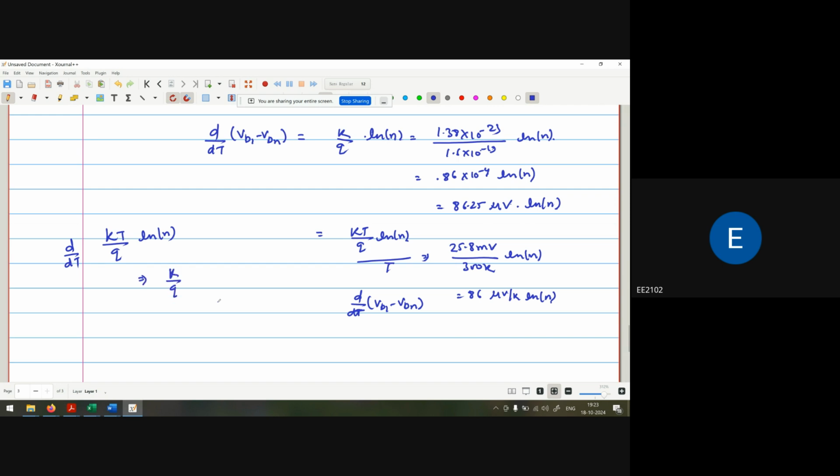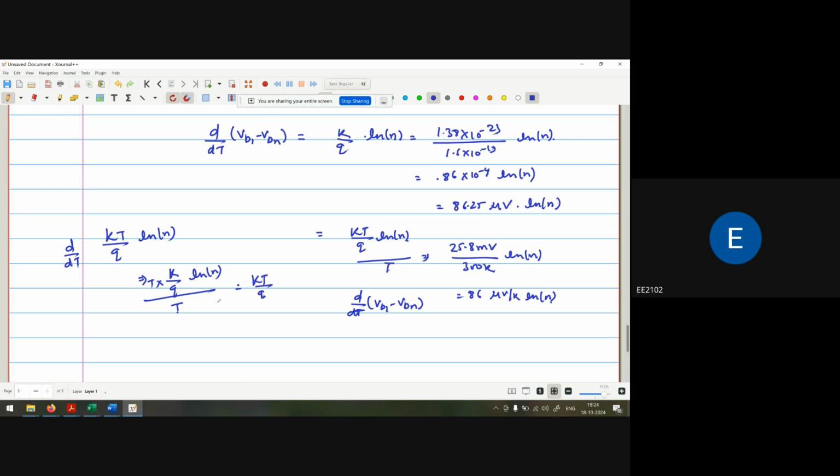This is the kT by q ln of n. Any doubt? No, sir. If I multiply t and divide t, is there any effect? No, sir.